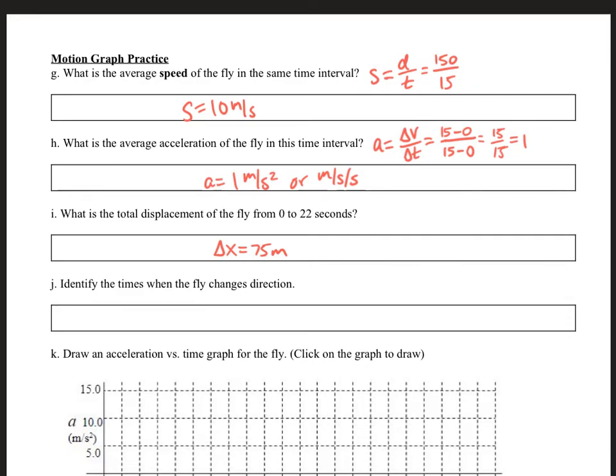Identify the times when the fly changes direction. Well, the fly changes direction anytime the graph crosses the x-axis because I'm looking at a velocity graph. So those times are 6 seconds and 18 seconds. You can think that at 21 seconds it changes direction, but it doesn't actually cross the x-axis. It goes to the x-axis, which is 0, and stays there. So it doesn't actually change directions, it just stops. So that's why I only have these 2 times where it changes direction.